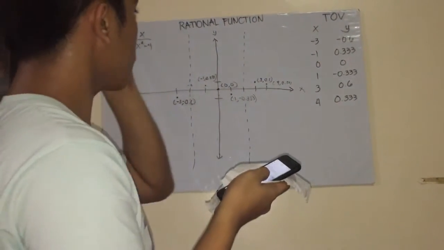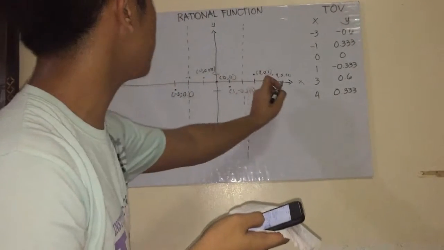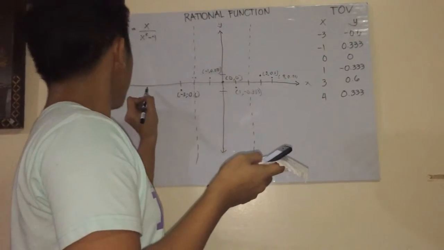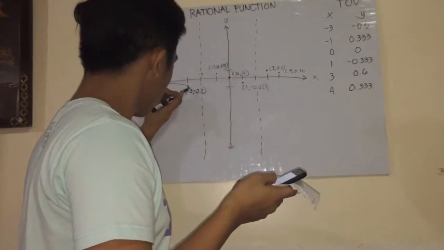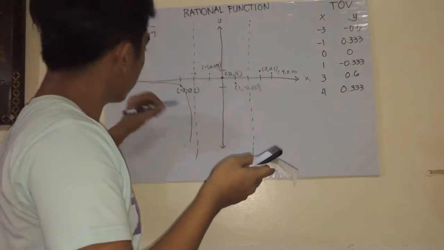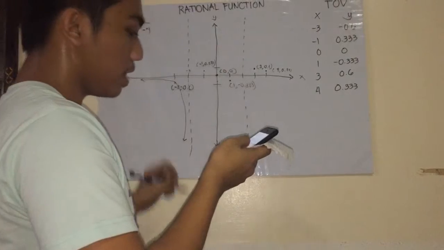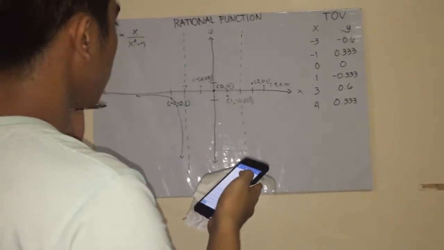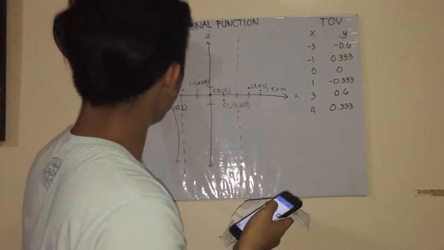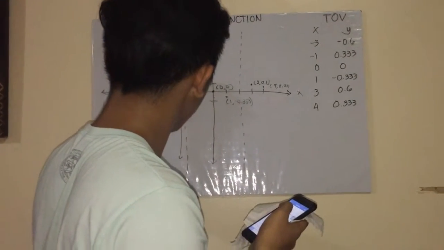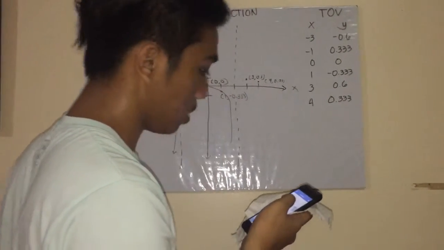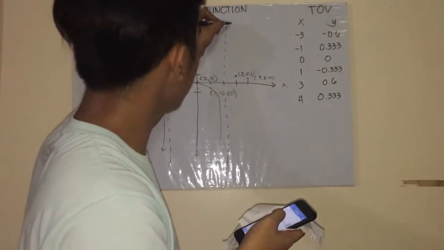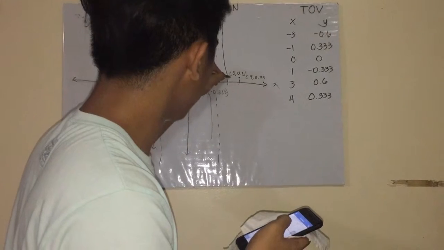So, sabi, bawal daw tumama sa horizontal asymptote. So, yung point natin na to is papaganto. Yan. Then, our next point is from here going down. Then, ito, ba?